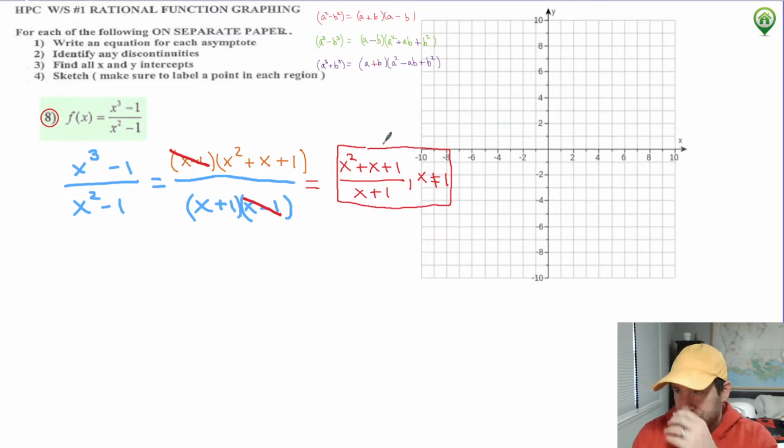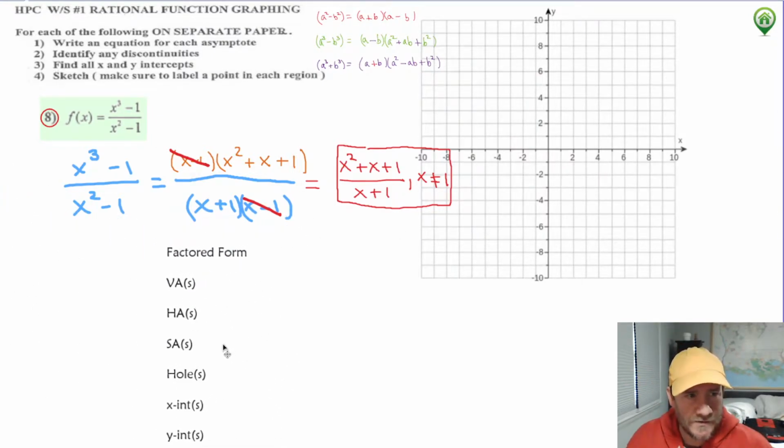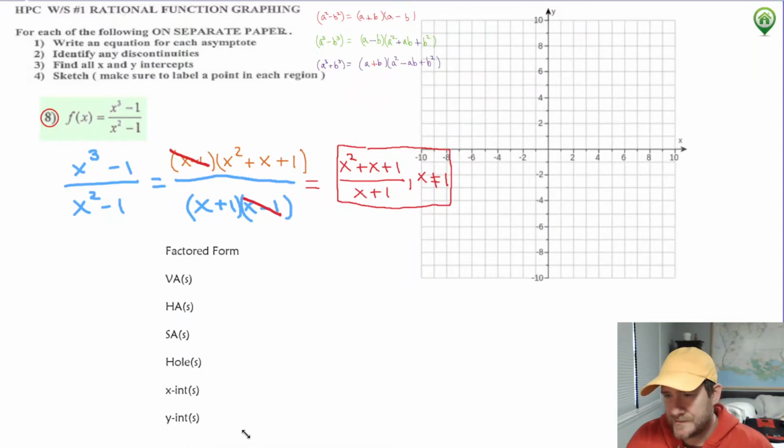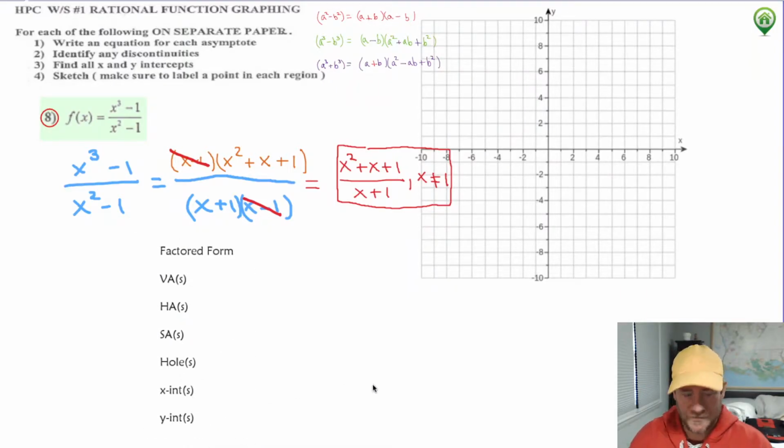So that's your factored form. So then from here we make all of our decisions, and the decisions we have to make are about all of these things, remember? So we've got the factored form. We need all of our asymptotes now and all of our intercepts and all that good stuff. So for factored form, I'm just going to say check because there it is up there.